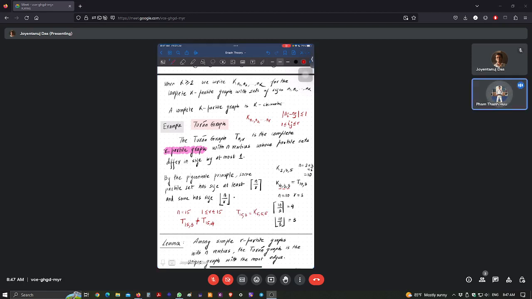Not exactly one, at most one. I thought it's exactly one. No, the parts differ in size by at most one, so it can be equal or differ by 1. What about 15 comma 4? Maybe we cannot find it. Yes, we can find it.